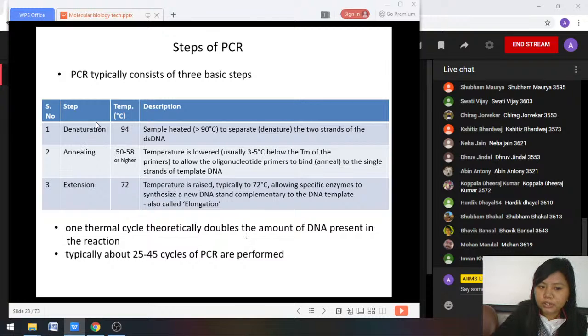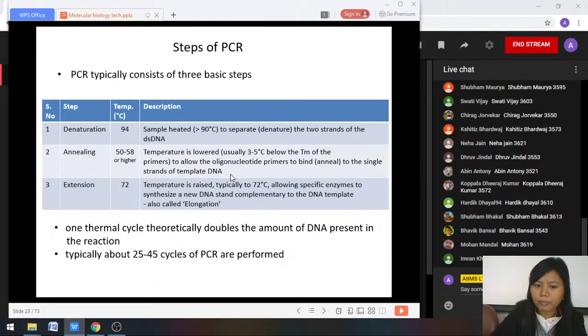So denaturation is the first step where the sample is heated to more than 90, about 95 degrees Celsius. This denatures or separates the 2 strands of double-stranded DNA. Right? Next step is the annealing, where the temperature is lowered. Generally, it is brought down to below the melting temperature of the primers.